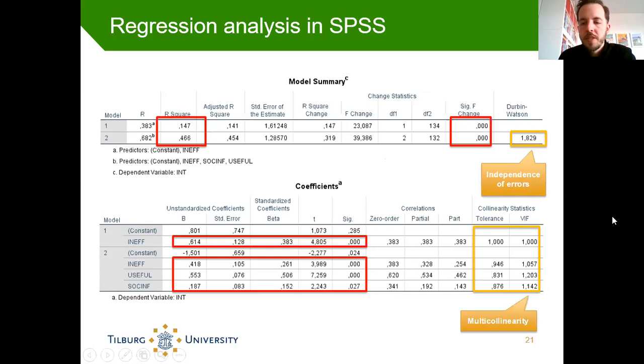And the same goes for different assumptions. So there's also the assumption of so-called multicollinearity. That means basically that the different predictors that you have shouldn't correlate too much amongst each other.